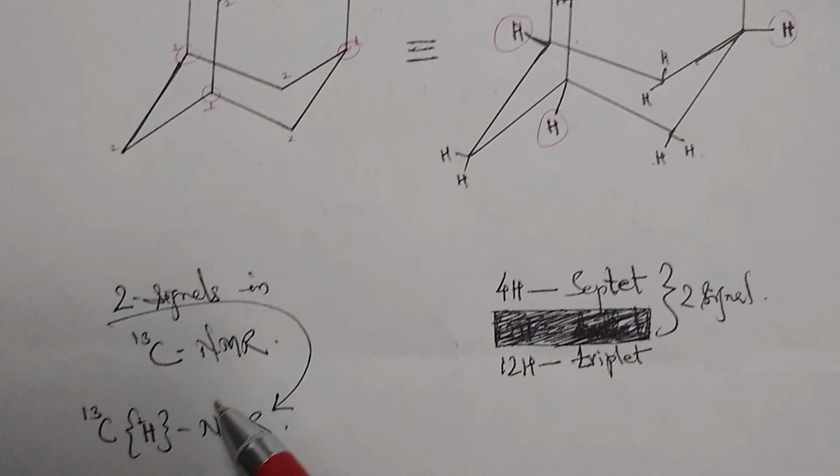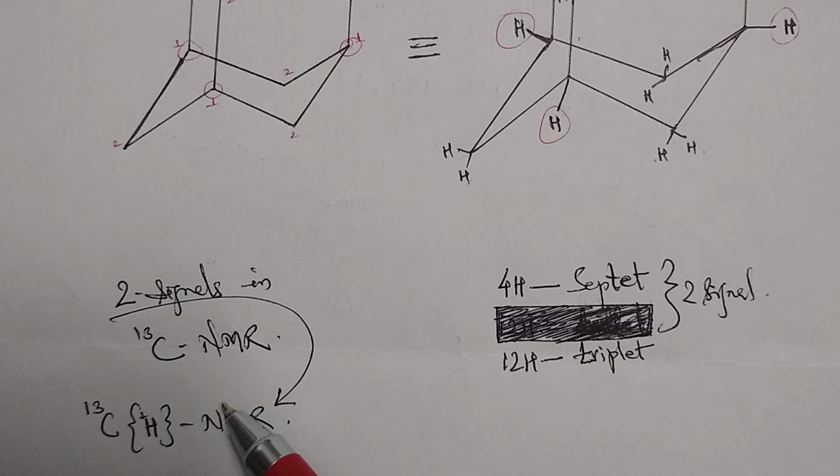And this proton decoupled 13C NMR is represented like this: 13C, with proton written inside curly brackets. So this is proton decoupled 13C NMR.